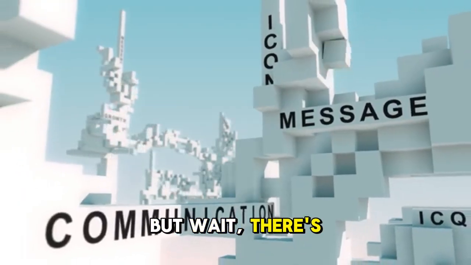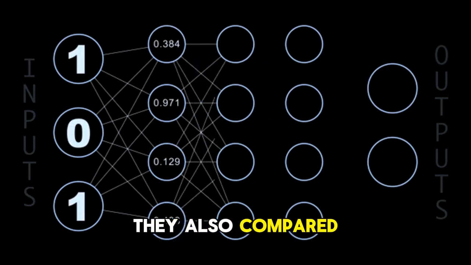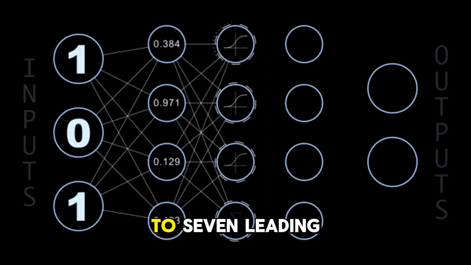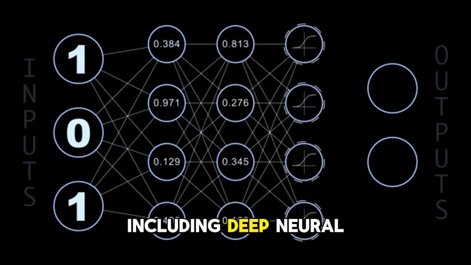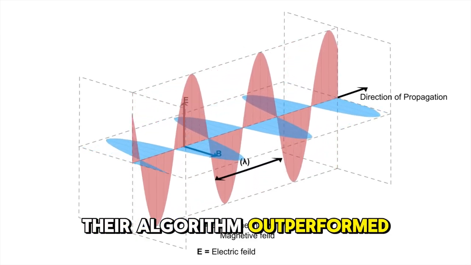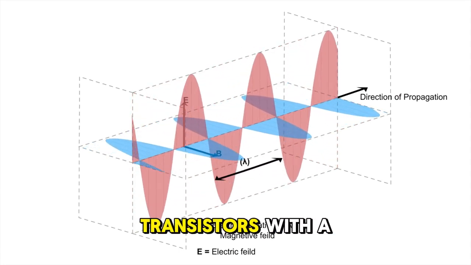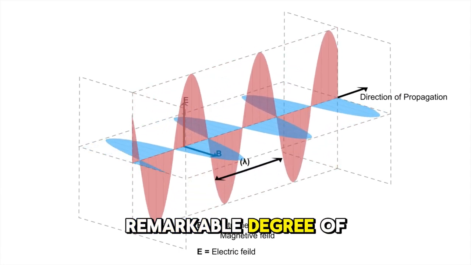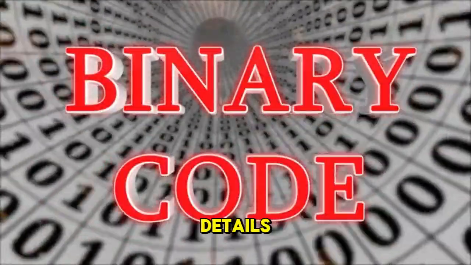But wait, there's more. The researchers didn't just stop there. They also compared their quantum algorithm to 7 leading classical machine learning algorithms, including deep neural networks. And guess what? Their algorithm outperformed them all. It was able to predict the resistance of new transistors with a remarkable degree of accuracy. Let's take a closer look at some of the details.